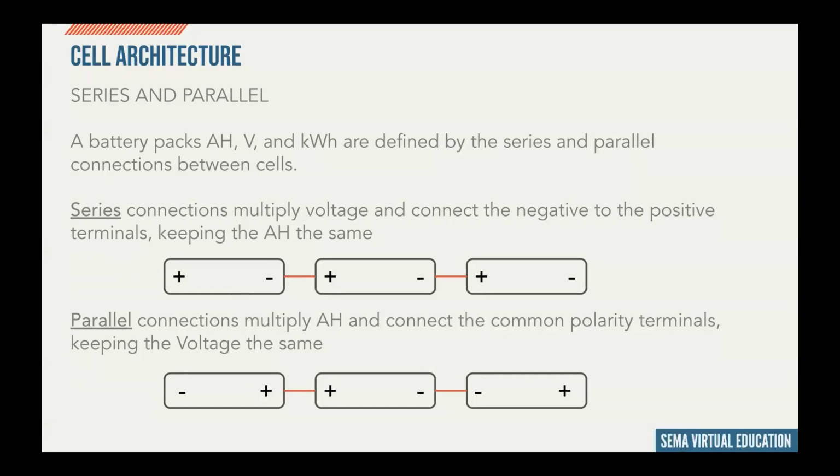Series connections multiply voltage, and they connect the negative to the positive terminals, keeping the amp hours the same. So in this simple configuration, current is flowing through the cells as they're connected, negative to positive, negative to positive. Parallel connections do the opposite. They multiply amp hours and connect the common polarity terminals, keeping the voltage the same. So in this scenario, current flows through the pack where cells connect positive to positive and negative to negative.